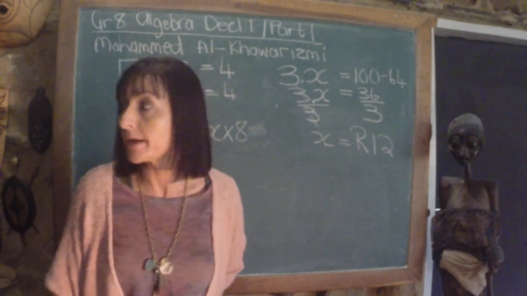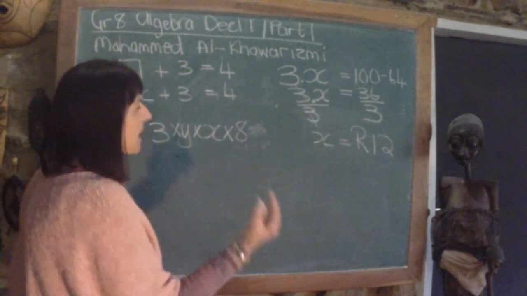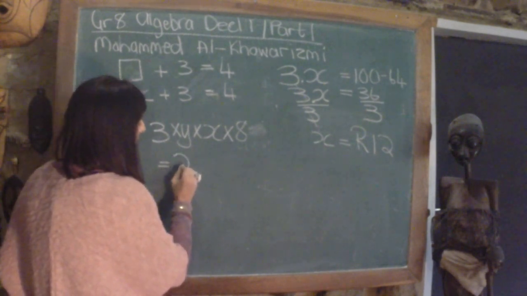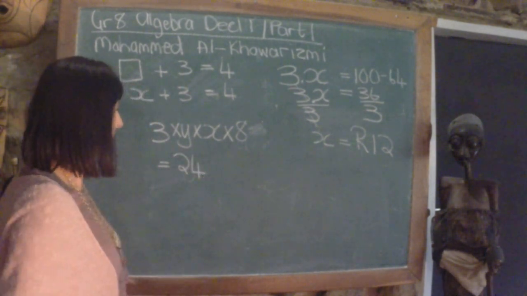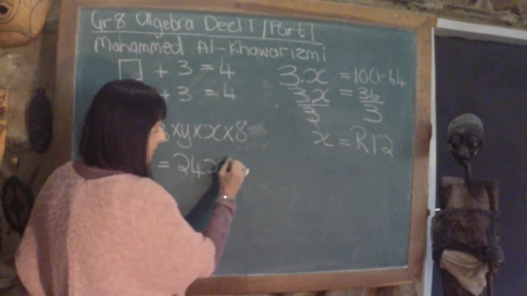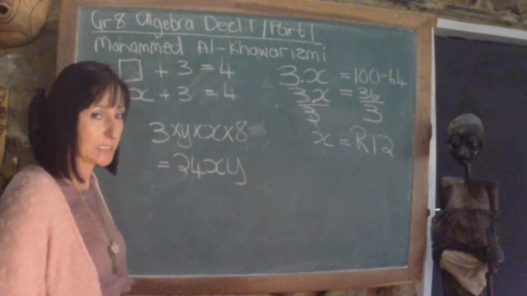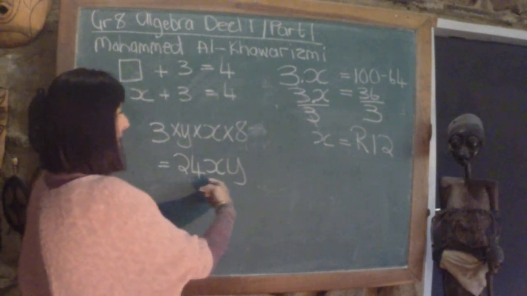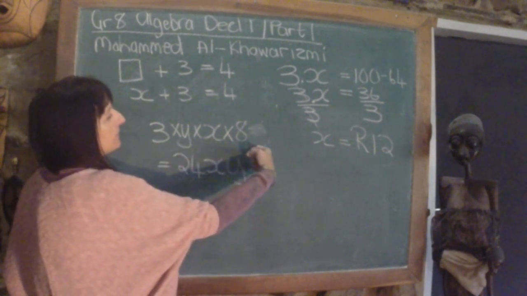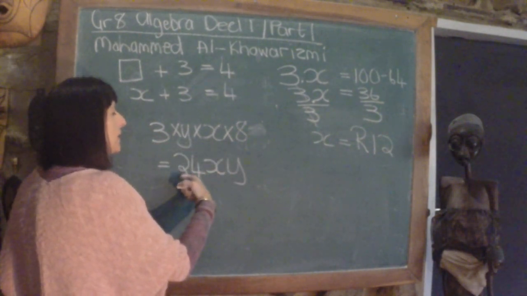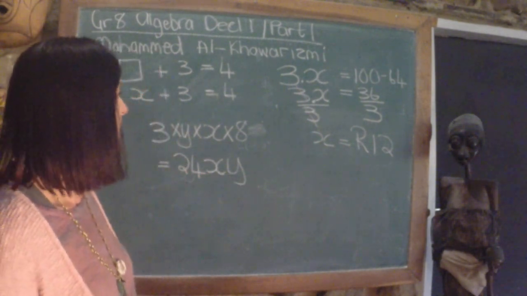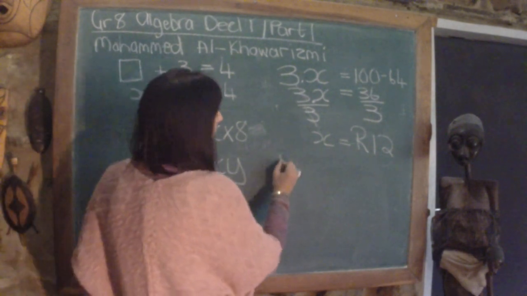I can multiply numbers. So 3 times 8 gives me 24. I can calculate that. And x, y, if I write it next to each other, it means multiplication. So that's my answer. Okay, easy. I can rewrite that expression into 24xy, short and sweet.